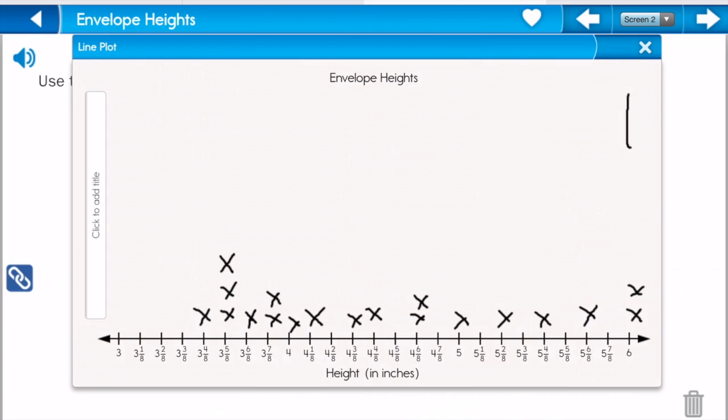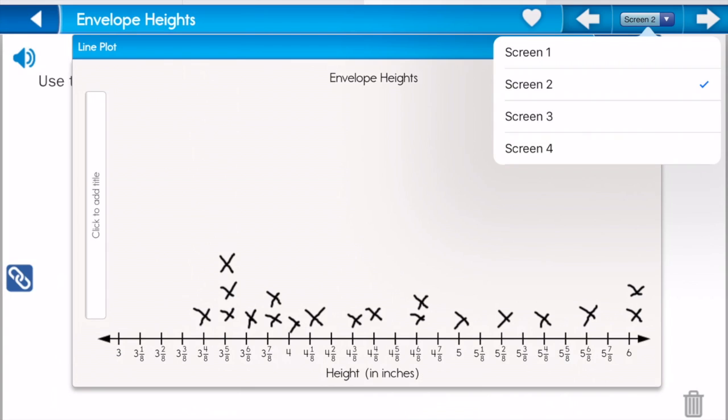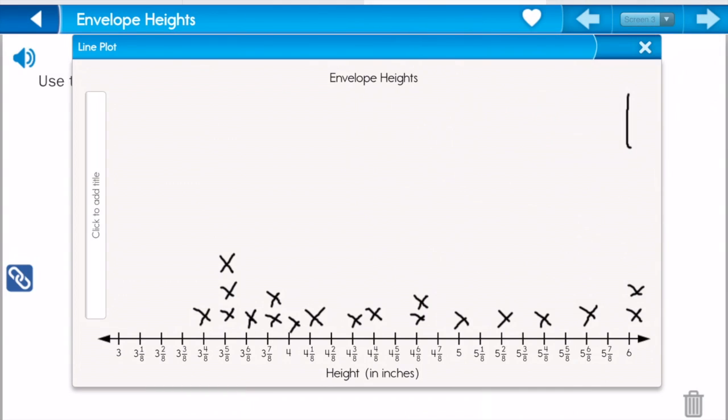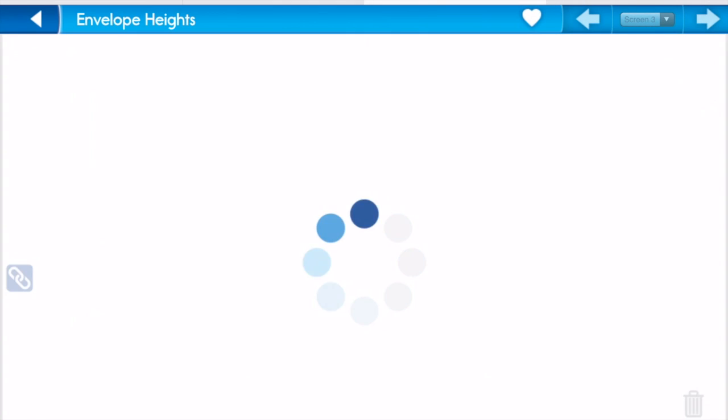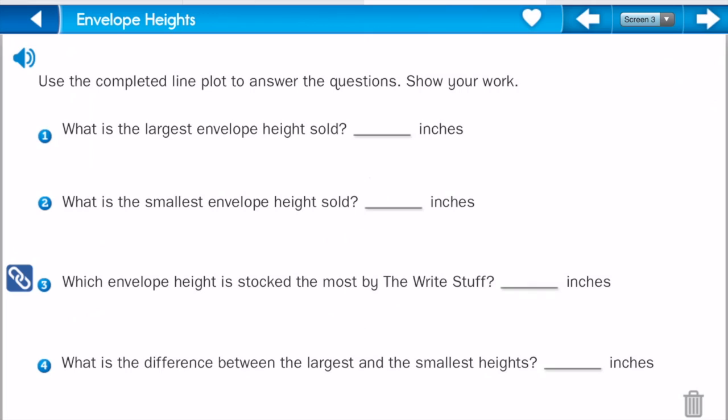So if we look here, what is the largest that we see? Yeah, 6. So 6 would be the largest. Let's see what the smallest would be. Our smallest is right here, and it's 3 4/8. So that could also be 3 1/2. Let's go to screen 3 and fill those in. So the largest was 6 inches. The smallest was 3 1/2.